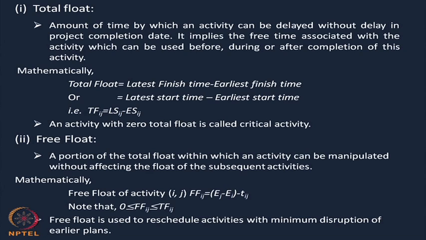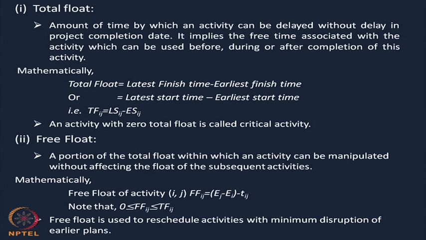Mathematically, total float TFij equals the latest finish time minus the earliest finish time, or you can say the latest start time minus the earliest start time. That is, TFij equals LSij minus ESij. Please note that an activity which has a 0 total float, we call a critical activity.